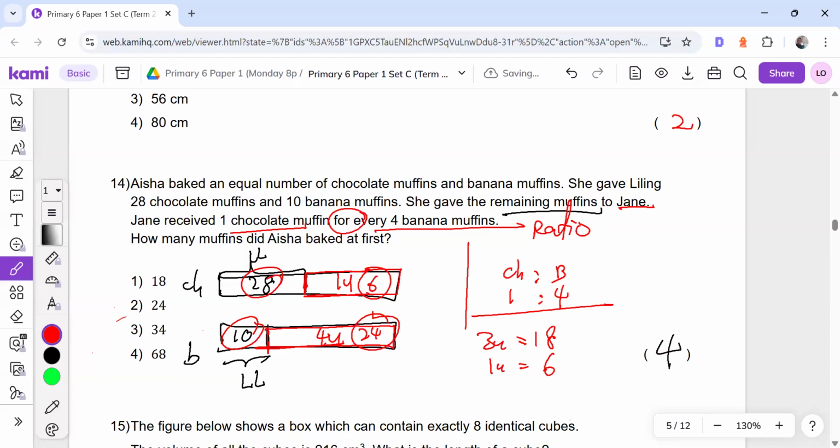So how many muffins did she bake altogether? Then you just add 28 plus 6, 34. Then 34 plus another equal number of banana muffins, 34 plus 34, that will be 68. So she baked 68 muffins altogether. So the method here is ratio. Why ratio? Even though there's no dot in this question, there's a keyword: 1 chocolate muffin for every 4 banana. So this is the clue to use ratio.